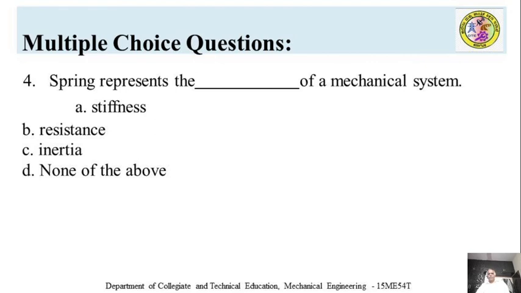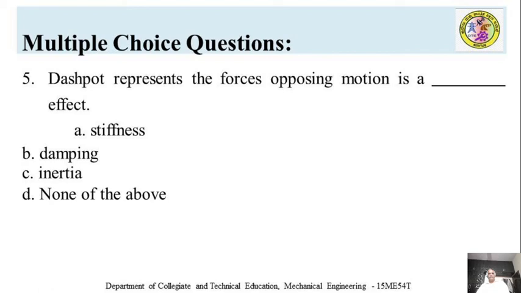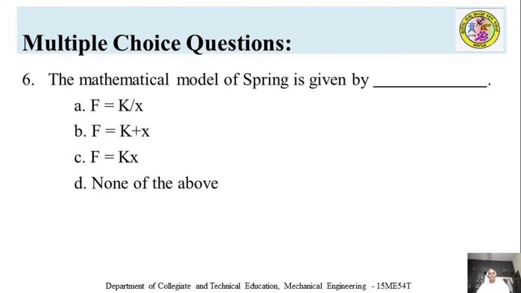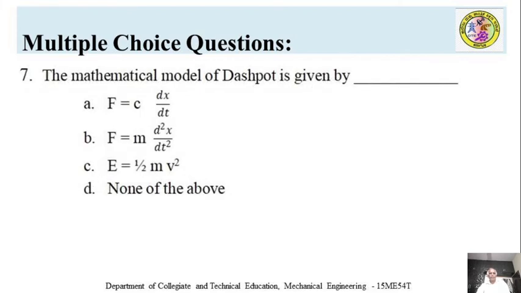Spring represents the stiffness of a mechanical system. Dashpot represents the forces opposing motion, that is the damping effect. The mathematical model of a spring is given by F equals kx. The mathematical model of dashpot is given by F equals c dx by dt, or it can be F equals cv, where v is the velocity.